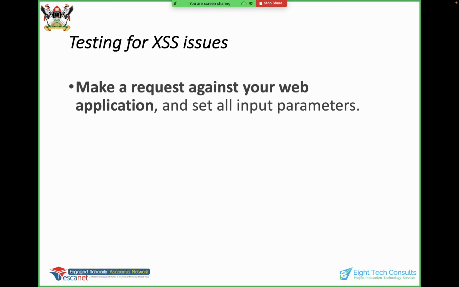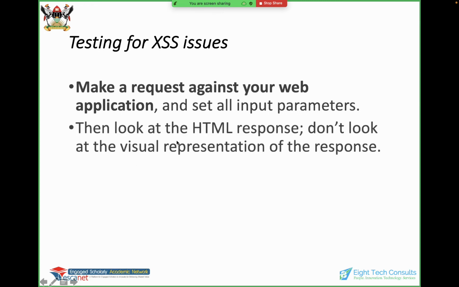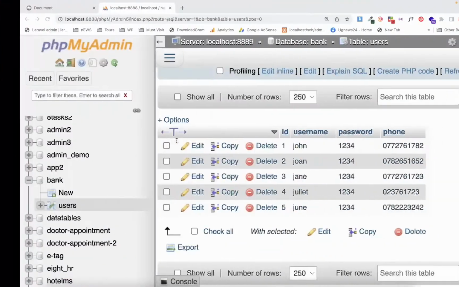So here are the testing issues in XSS attack. How can you test your application if it's free from XSS attack? Make a request against your web application and set all parameters. Then look at the HTML response. Don't look at the visual presentation, but look at the HTML response. So how do you look at the HTML response of your project?